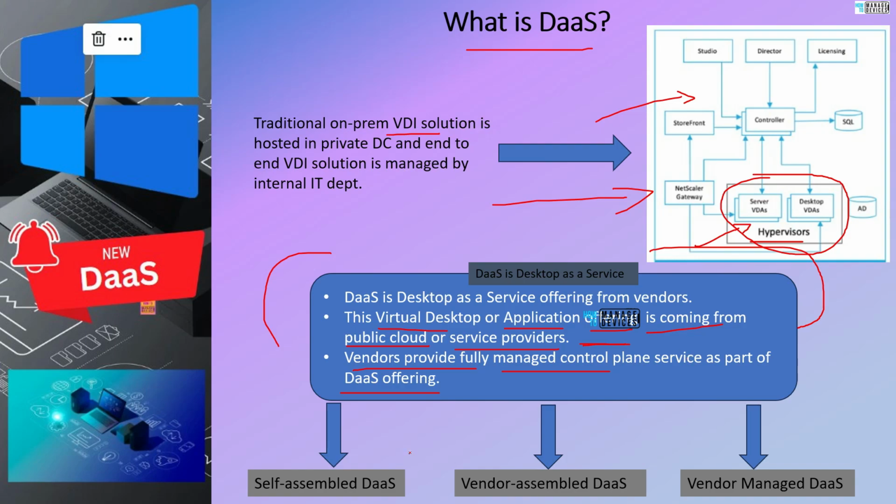So what are the three offerings available as per the industry standards? This is the first one, self-assembled DaaS. This is the second one, vendor assembled DaaS, and this is the third one, vendor managed DaaS. We will check all these offerings in detail in coming slides.